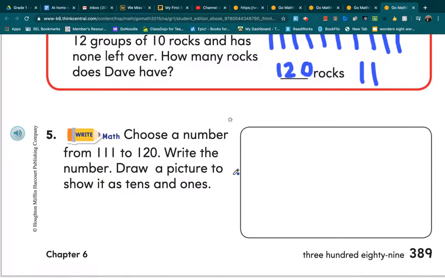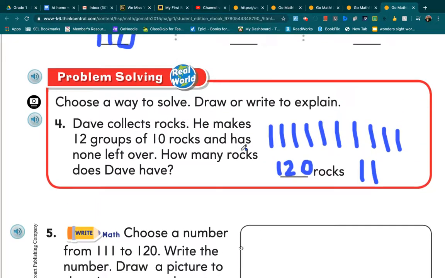And your very last problem says choose a number from 111 to 120, write the number, and draw a picture to show it as tens and ones. So I'm going to have you guys do this one on your own as well. All they want you to do is pick a number, write that number, and draw a quick picture to show the number as tens and ones, okay?